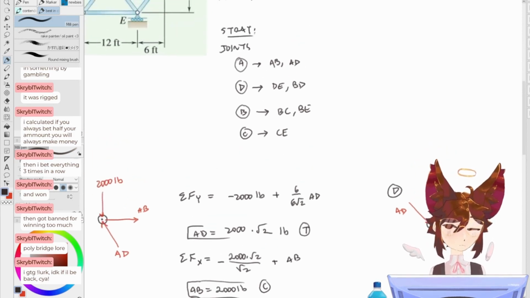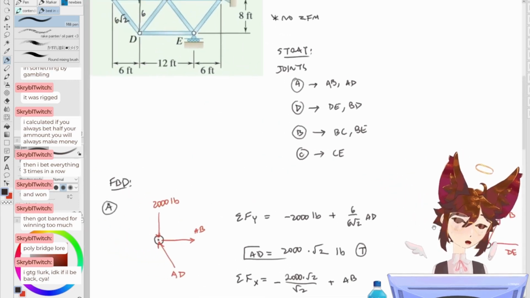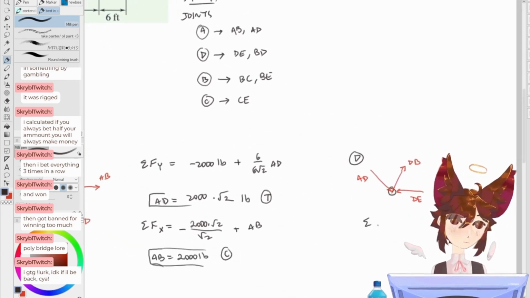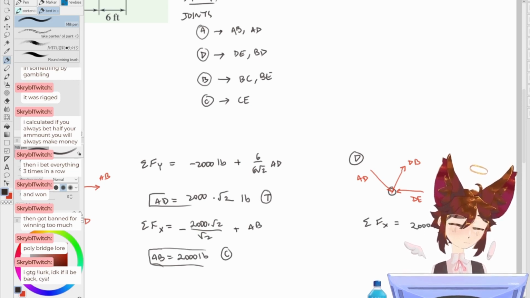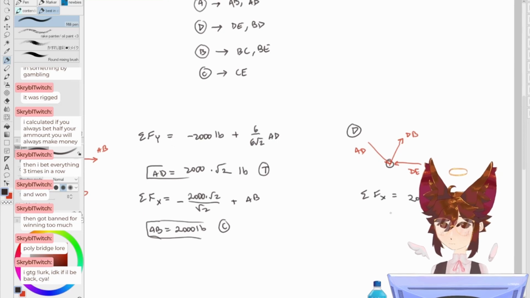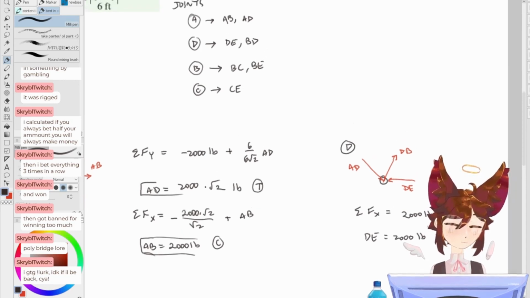Alright. F. What do we do first? So we know AD. I guess we do DE first. So Fx equals negative, nope, 2000 root 2 over root 2. I mean, we know it's 2000. So DE also equals 2000. It's pushing on it, so it's getting pulled.